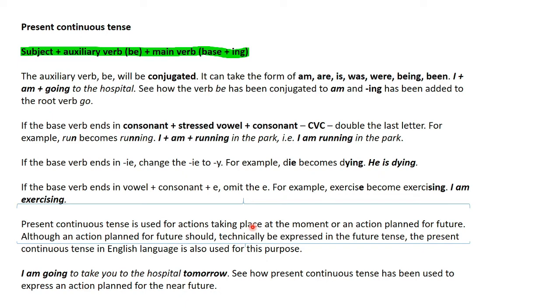We should use present continuous tenses to express an action that is currently taking place, an ongoing action, and an action planned for the future. This is specific to the English language, that actions planned for the future can in some cases be expressed in the present continuous tense. I am going to take you to the hospital tomorrow. So this is an action planned for tomorrow, but this has been expressed in the present continuous tense. You can see this subject, conjugated form of the verb to be, and present participle form of the root verb go, that is going. To take you to the hospital tomorrow.